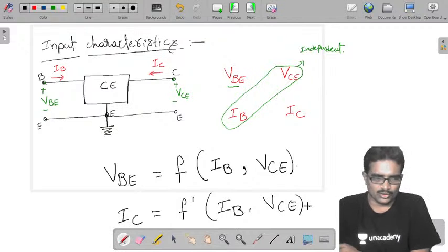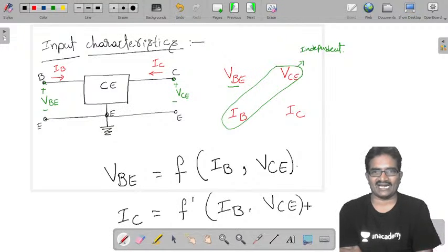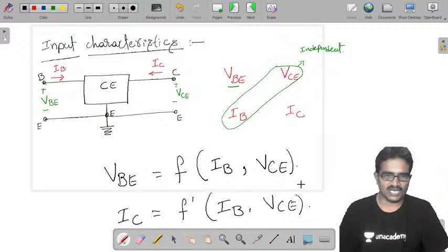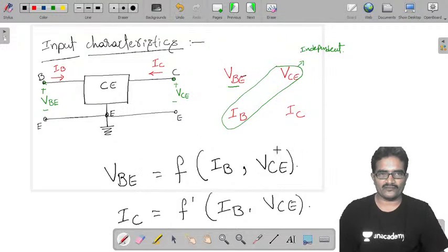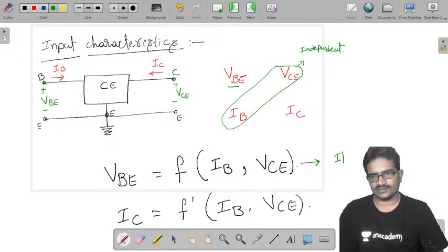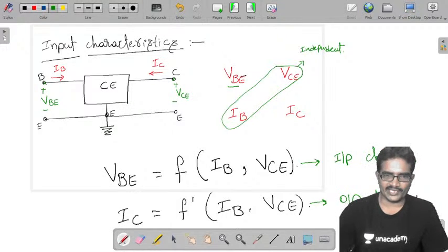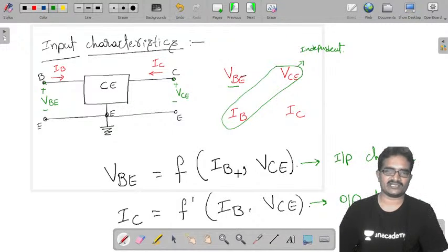So my dear students, don't get confused. No need to by heart anything. Everything is visible to you. Now, we are going to use this one for input plot, input characteristics, and you can use this equation for output characteristics. You may ask one thing, sir, how can we use this one for input characteristics? Just a minute.